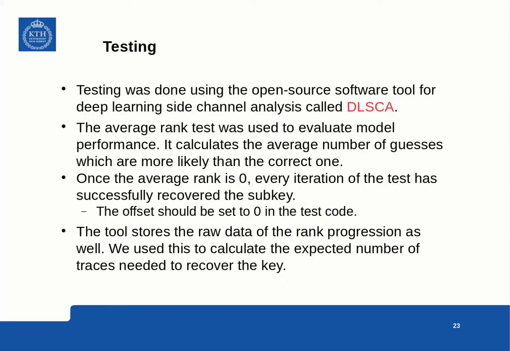To evaluate the performance of the neural nets, we used the open source tool DLSCA. It comes with a test for calculating and plotting the average rank of the correct subkey for a given number of traces. This means that it's a measure of how many incorrect predictions are deemed more likely by the neural net. Therefore, once the average rank reaches 0, it means that every iteration of the test has correctly predicted the subkey. The tool also stores the raw data for rank progressions, and we use this to also determine the worst case performance and the expected number of traces needed for recovery of the subkey.